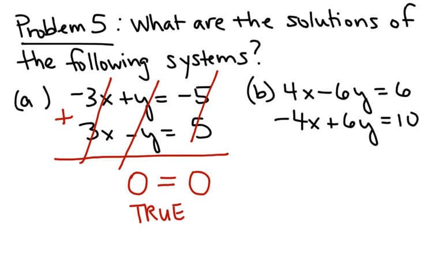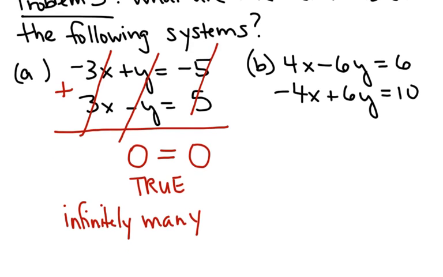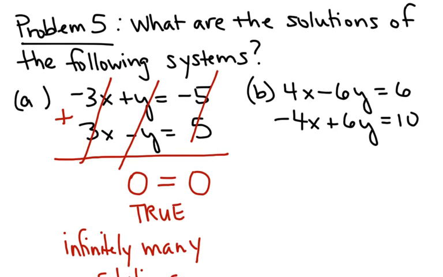That means that the solution must be that these 2 equations are the same line. And if they're the same line, then you have infinitely many solutions. So if you have two equations that you go to solve algebraically, and everything cancels such that you're left with 0 equals 0, the solution must be infinitely many solutions because they're the same equation.